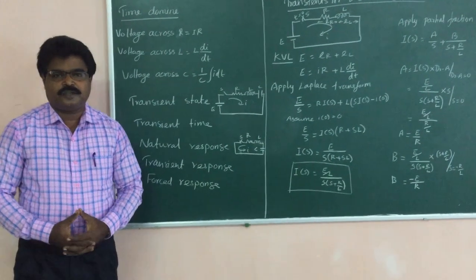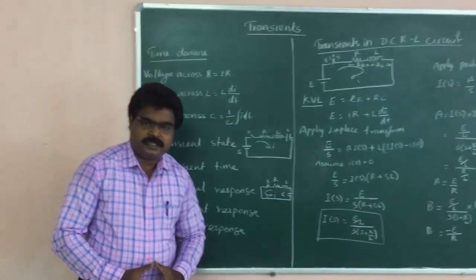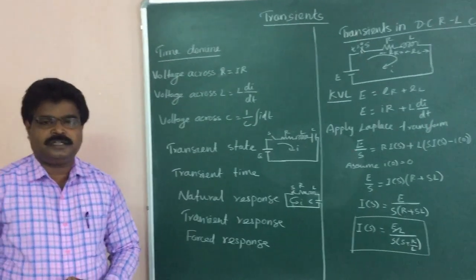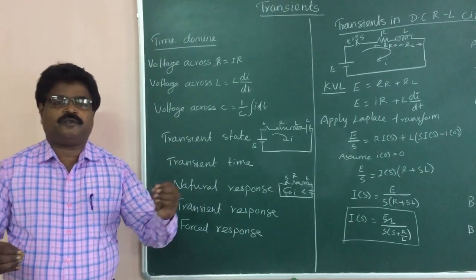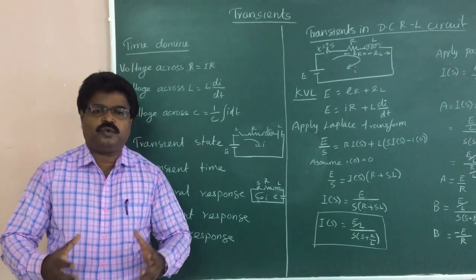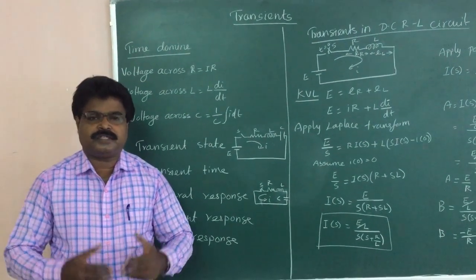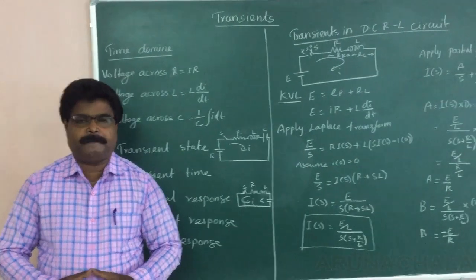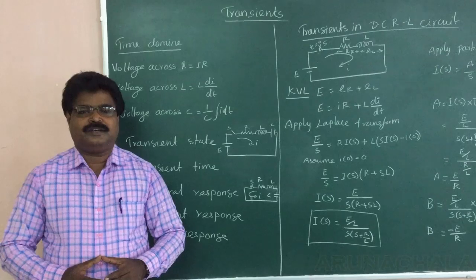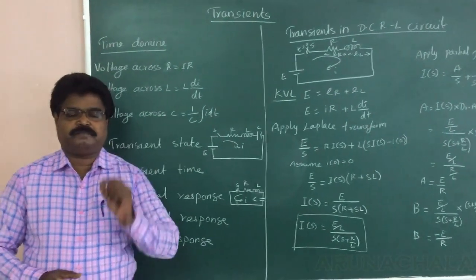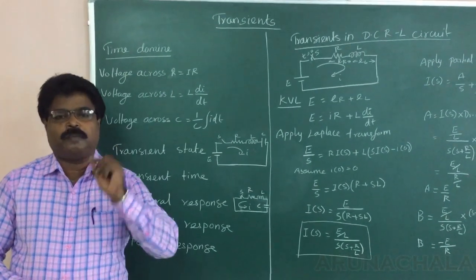So dear students, today we are going to discuss transients. Before discussing transients, circuit theory can be analyzed in two different ways. One is frequency domain, another one is time domain. In all the units of electric circuit analysis, we discuss circuits using frequency domain. But as far as transient is concerned, it is time based. Transient depends upon time, so we have to analyze the transient only in time domain.